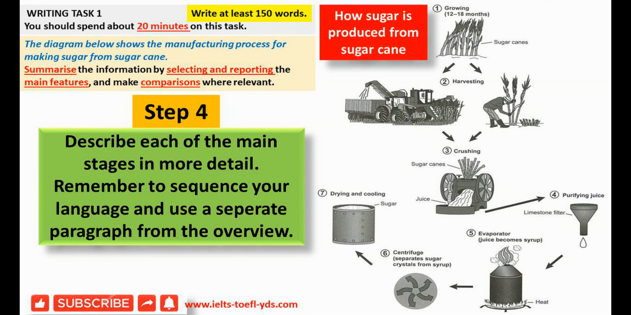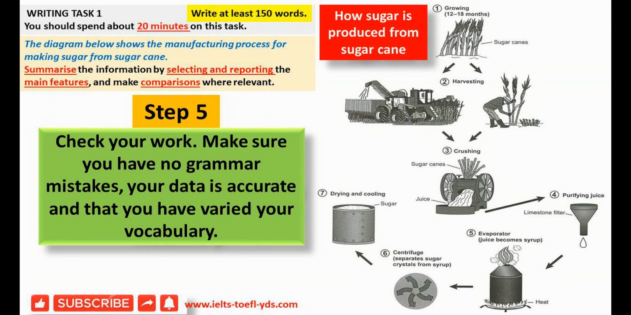Step 4. Describe each of the main stages in more detail. Remember to sequence your language and use a separate paragraph from the overview. Step 5. Check your work. Make sure you have no grammar mistakes, your data is accurate, and that you have varied your vocabulary.